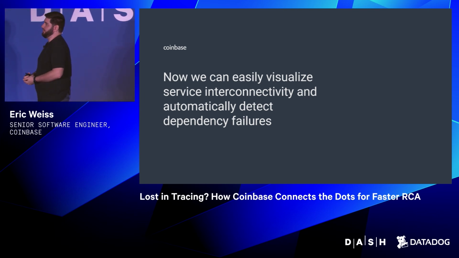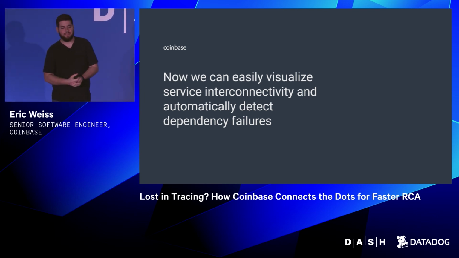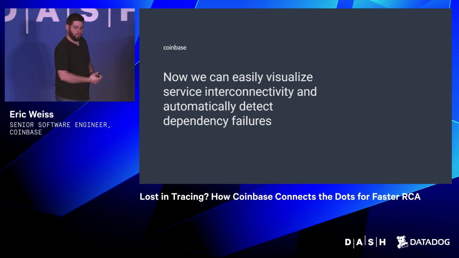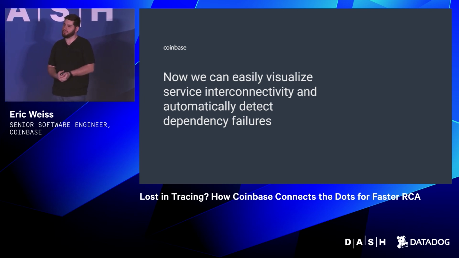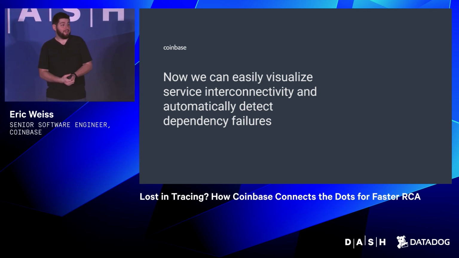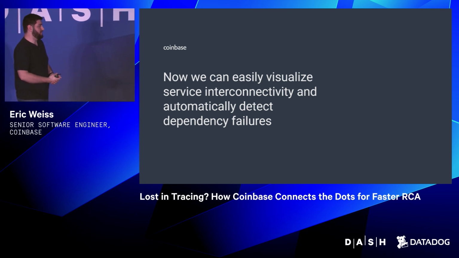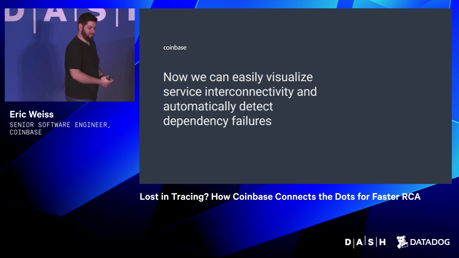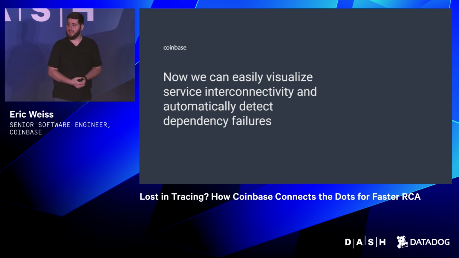So now we can easily visualize service interconnectivity and automatically detect dependency failures. Unlike at the start of this story, we can quickly determine which user journeys are affected by a particular service being down. We have a high-level plumbing map of our different systems. And we're working toward understanding things even more granularly. We also have ways to automatically check dependencies for failures when an incident spins up.